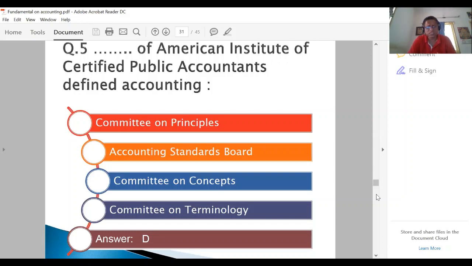This fifth question is more generic in nature. The American Institute of CPAs, Certified Public Accountants, defines accounting, right? That committee is called the Committee on Terminology. This is more of a general knowledge question, right?